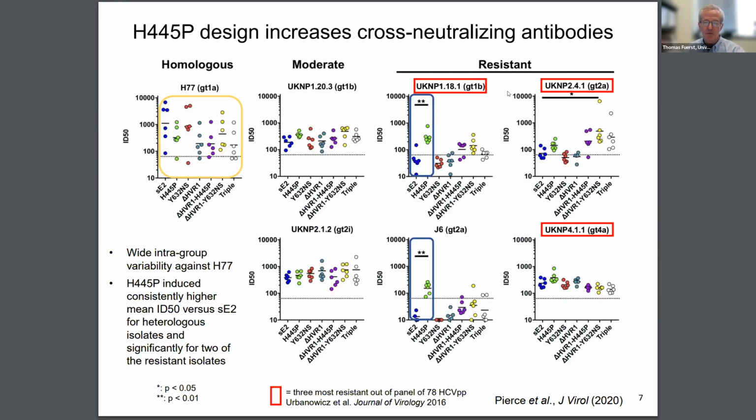The heterologous isolates boxed in red here represent the most resistant isolates to a panel of neutralizing MABs. Interestingly, there was relatively large intra-group variability in neutralization of homologous H77, boxed in yellow here, and no statistically significant differences among the groups. However, the ID50 values for individual mice vary less within groups for the heterologous isolates, and significantly higher neutralization was observed for 2 resistant isolates, 118.1 and J6, boxed in blue, using the 445P immune sera. This indicated that the 445P mutation helped to stabilize the conformation of E2 to induce a more cross-neutralizing antibody response.